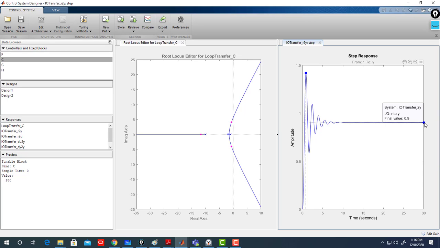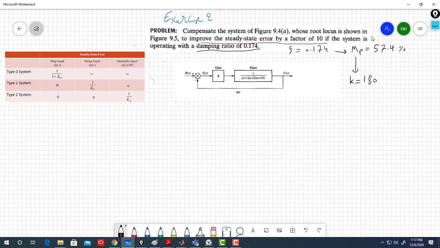The steady state is 0.9. So the question is, compensate the system, find a compensator to improve the steady state error by a factor of 10. So your goal is to find a controller, C of S, for which I can improve the steady state error by a factor of 10.